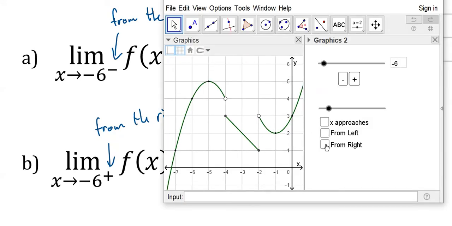Now let's go from the right. So again, we're approaching negative 6, but now we're approaching it from the right. You want to watch? What's it approaching?